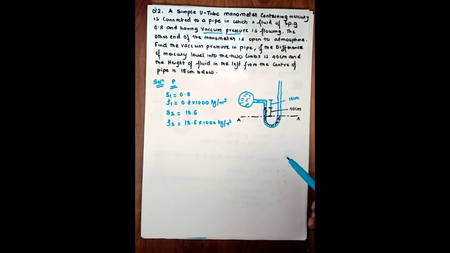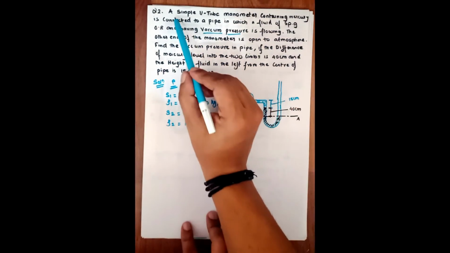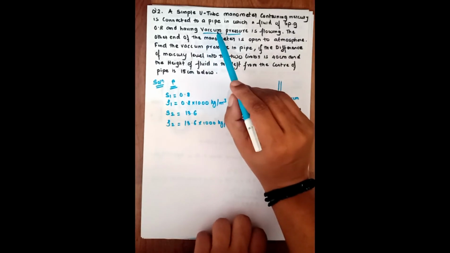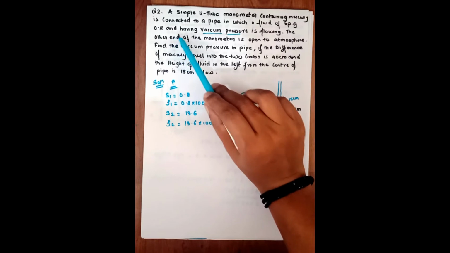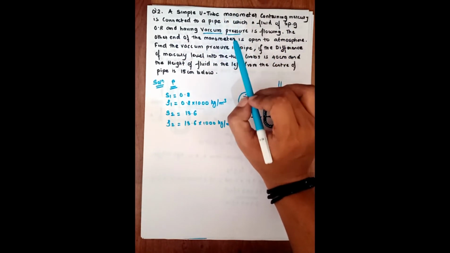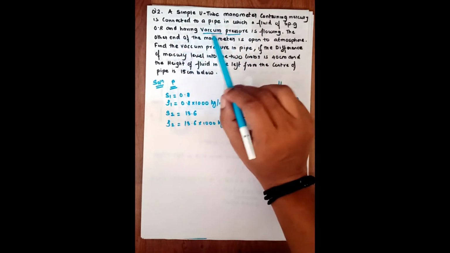Now we will see the second numerical. The second numerical is saying a simple U-tube manometer containing mercury is connected to a pipe in which a fluid of specific gravity 0.8 and having a vacuum pressure is flowing. So it is saying that a U-tube manometer is connected to a pipe in which a fluid is flowing of 0.8 specific gravity and having a vacuum pressure.